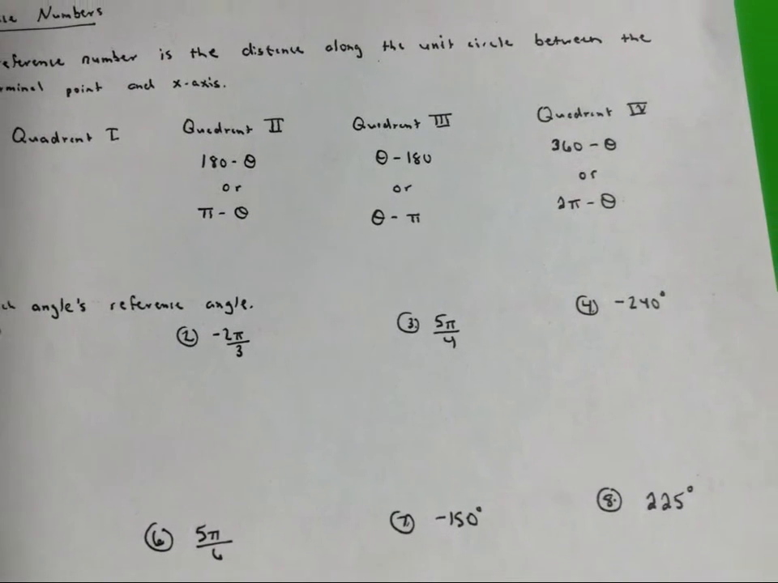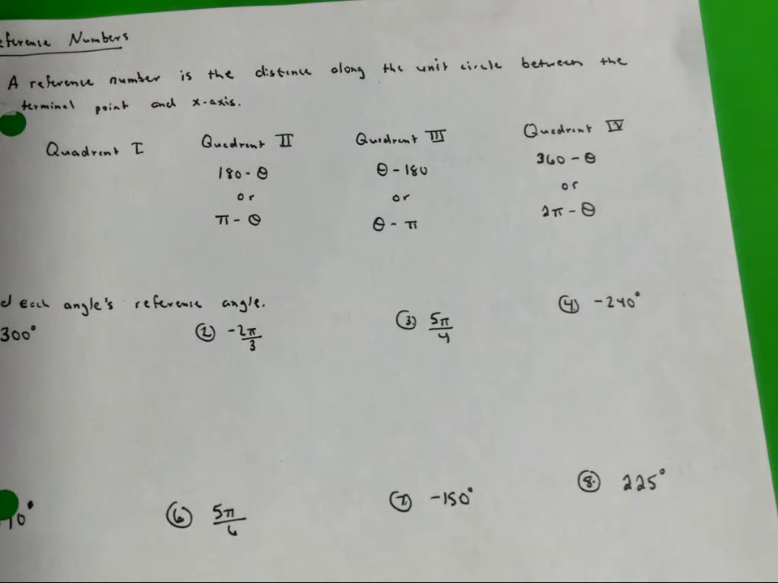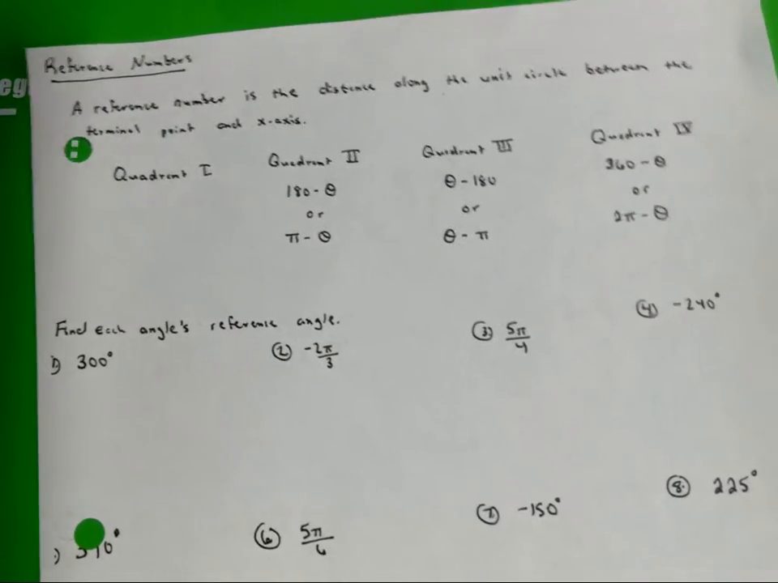Alright, so up there at the top, guys, to find the reference angle of radians is easy. It's pi over whatever is in the denominator. So if you had 11 pi over 6, your reference angle is pi over 6. If you had 3 pi over 4, it's pi over 4. Whatever's in the denominator. Degrees, you got to know something, okay? And this is how you do it.